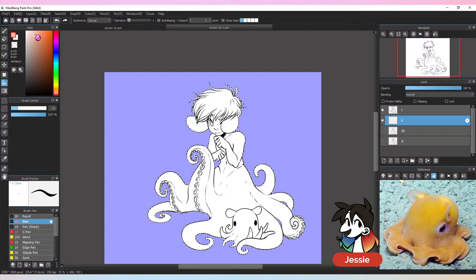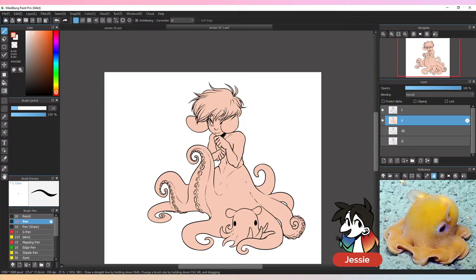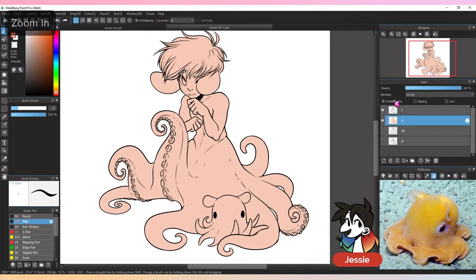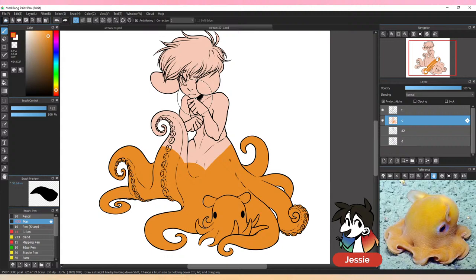Whoops. Let's make this the layer. That might be too close to the orange that I have. So. I'll figure it out. Okay. And then I can just lock this. Easy. Let's turn this off, because if I turn the correction on when I color, it's going to annoy me. And I can't paint bucket this either, because there's no harsh lines that I can go off of.